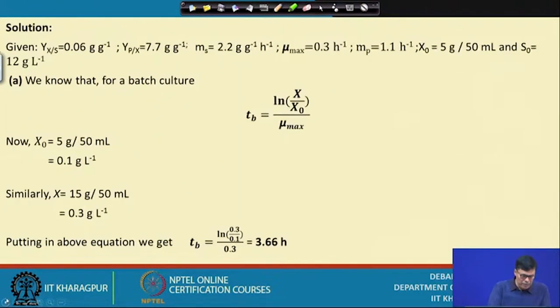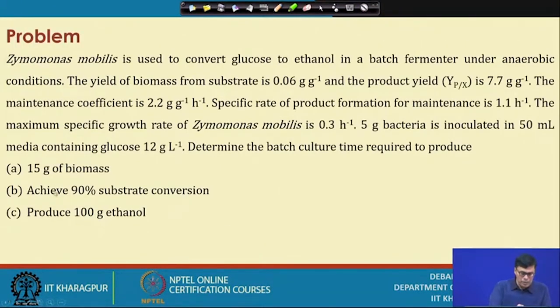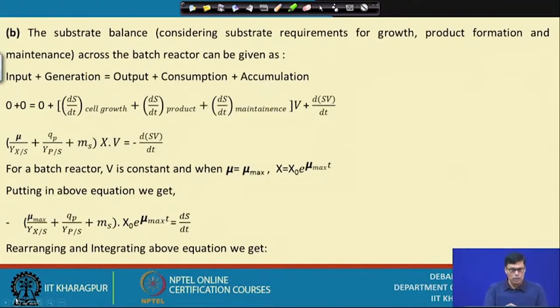Now, if you look at the second part, the first part is: what is the time required to get 50 grams of biomass. The second part is: what is the time required to get 90% substrate conversion. Let us see how we can solve this. For doing so, first we shall have to do the substrate balance.